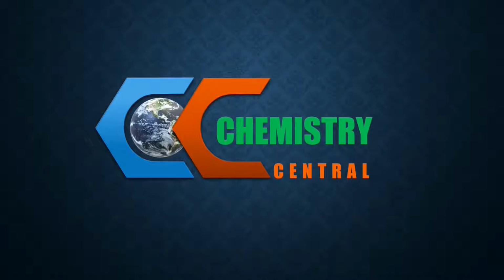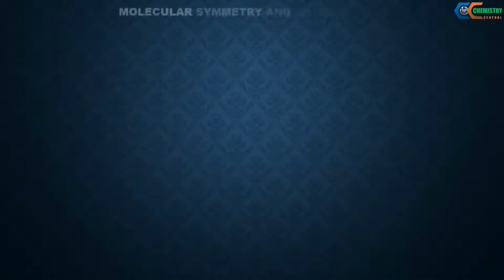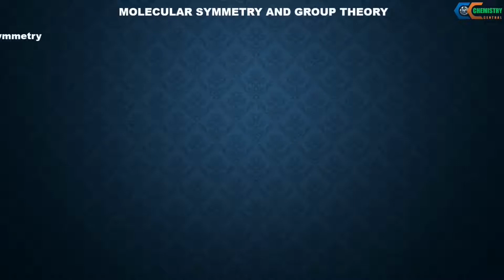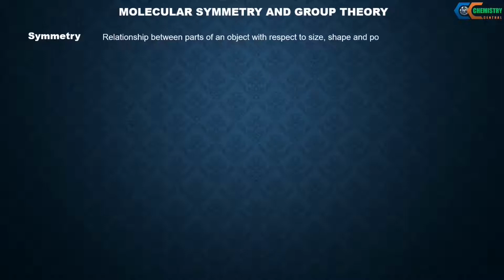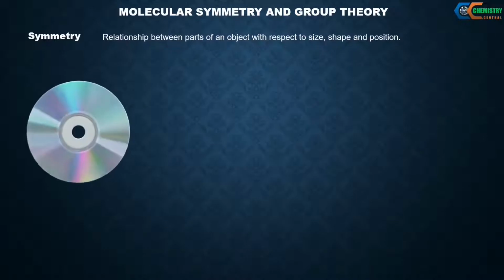Today we are going to learn about molecular symmetry and group theory. Symmetry is just a relationship between parts of an object with respect to size, shape and position. To understand this, just consider an optical disc.